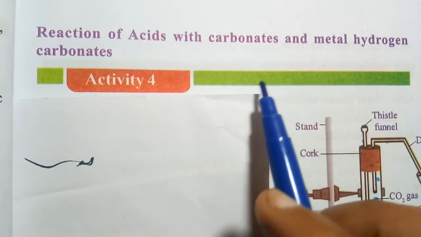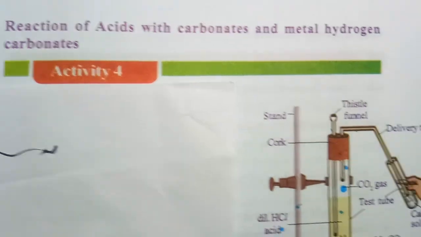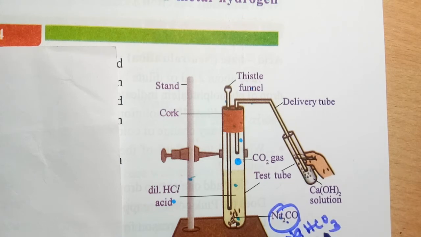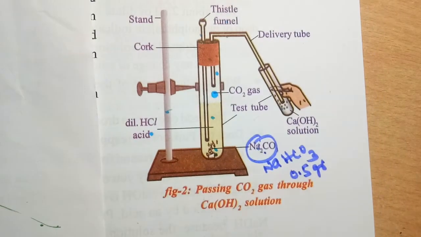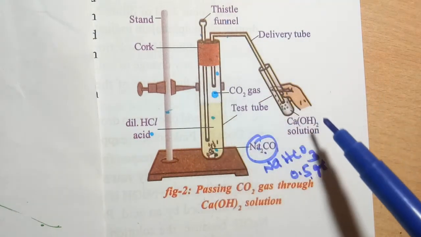If we carry out the same experiment by taking a metal hydrogen carbonate, here we take, instead of sodium carbonate, sodium bicarbonate, NaHCO3. How many grams? It is also 0.5 grams, or you may take 1 gram, and this total experiment is repeated.